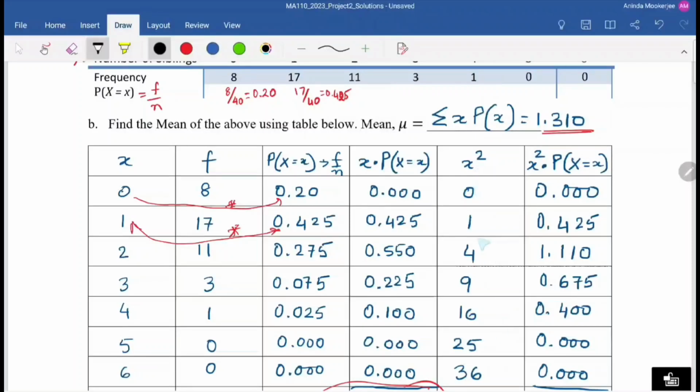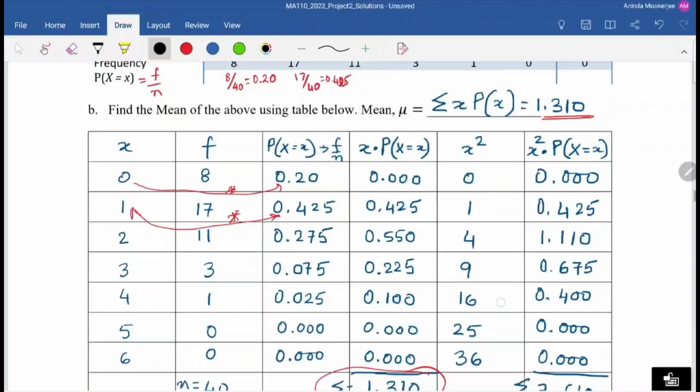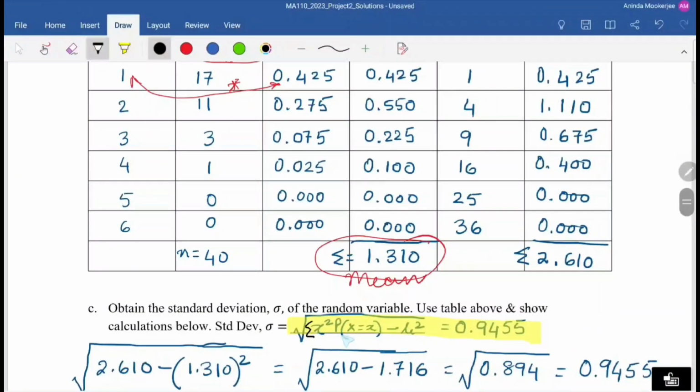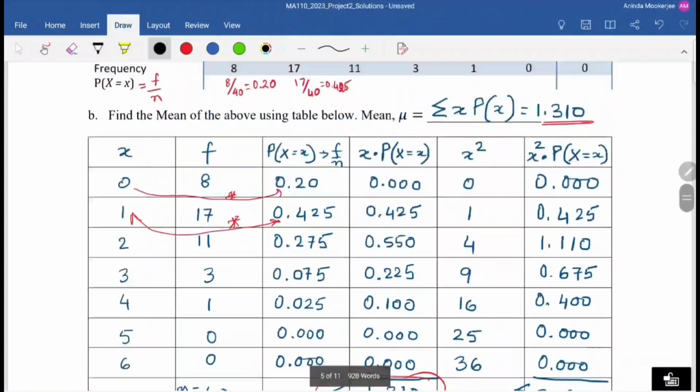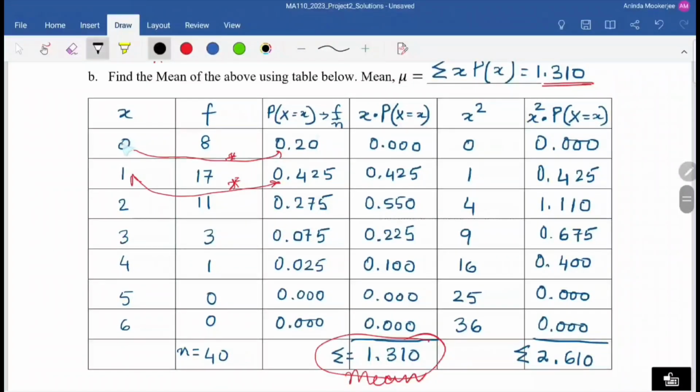In this column, which is the fifth column, I've squared all my x values, because the formula says sigma x squared times probability of x. So when x is 0, x squared is 0. When x is 1, x squared is 1. 2 squared is 4. 3 squared is 9. 4 squared is 16. 5 squared is 25. 6 squared is 36. So we found all our x squared values. You don't need to sum those up.